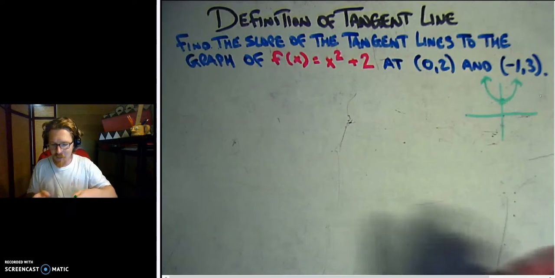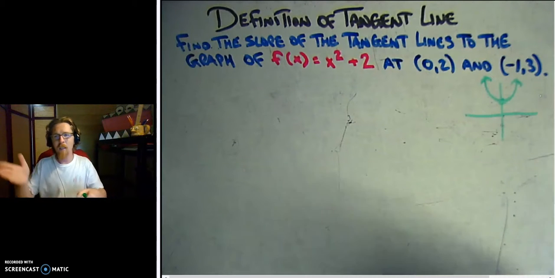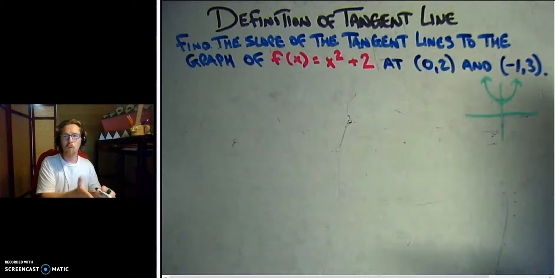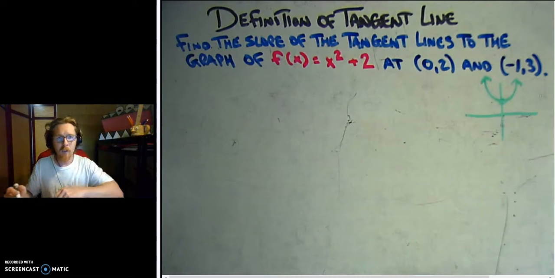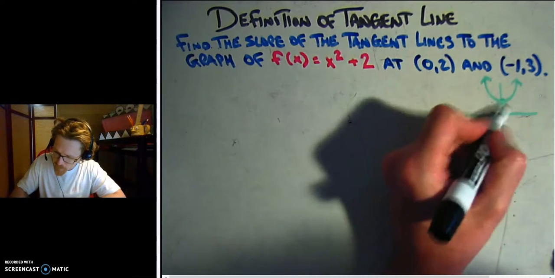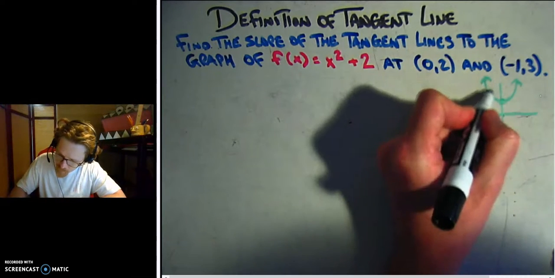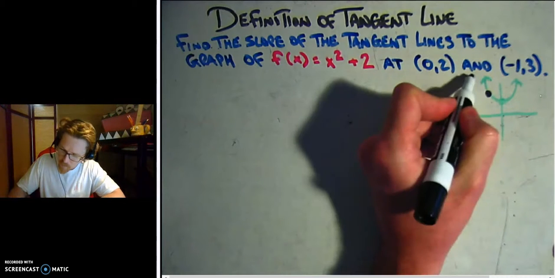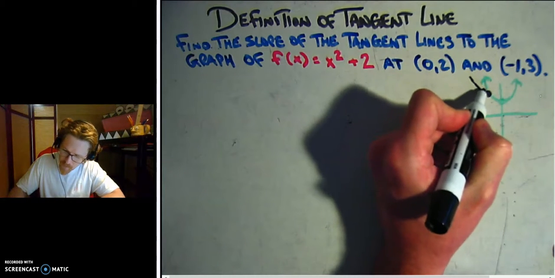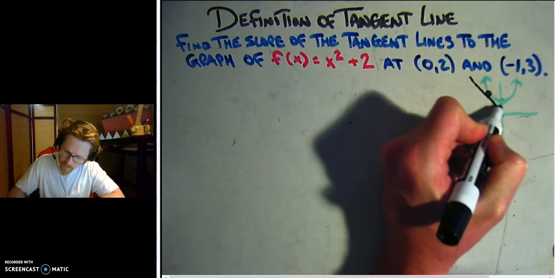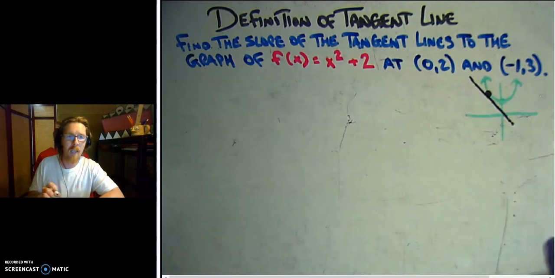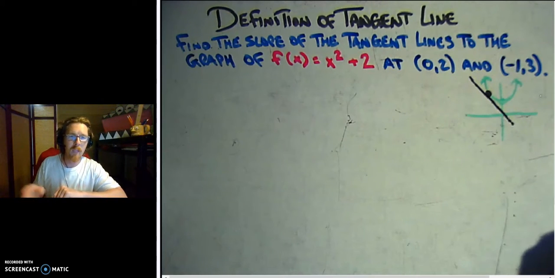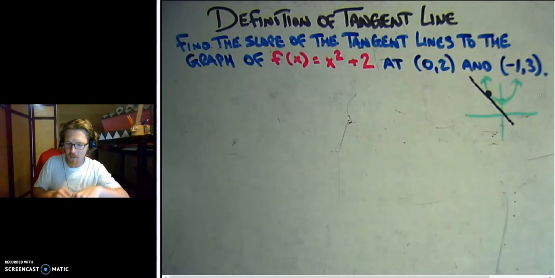Now, the tangent lines are lines that touch our curve at just one point. And so if we're looking at (-1, 3), we'll just eyeball that point on my curve. If I were to draw a tangent line, it's going to look like this. It's going to have some negative slope, and it's going to just touch that curve.